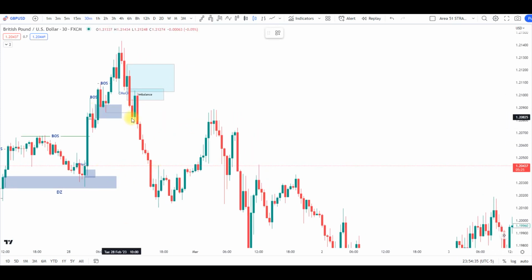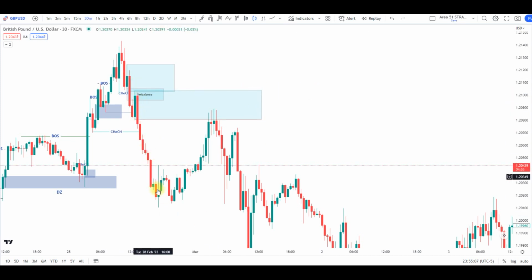Again you have a major break of structure here, which is the major change of character. This is a mini change of character, but this is the major change of character. So what you do now is you have an external move breaking this structure here, going all the way down, breaking this structure here again, and now going back to realign with the original move.